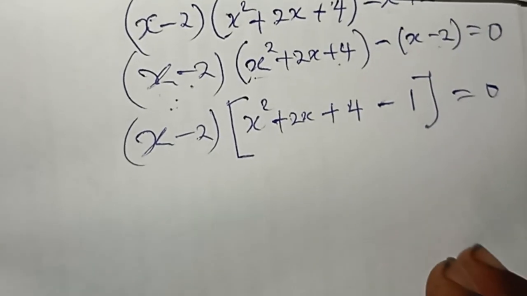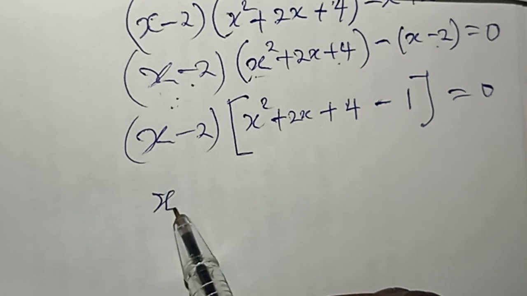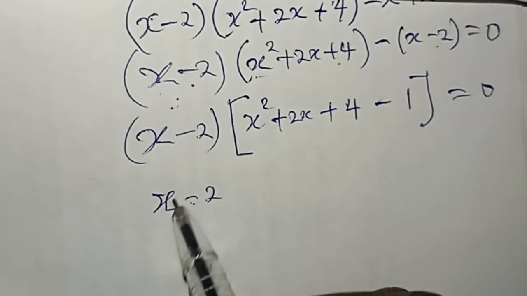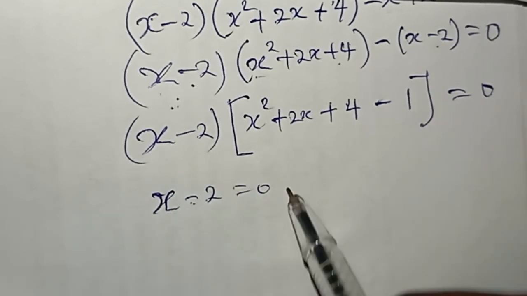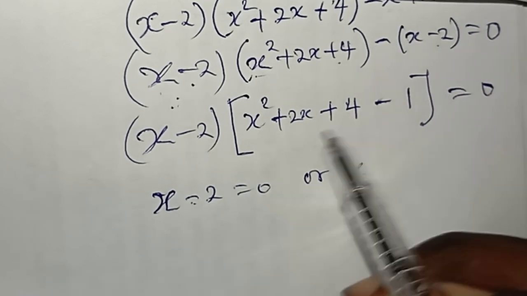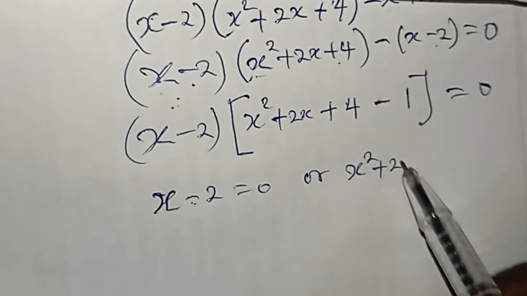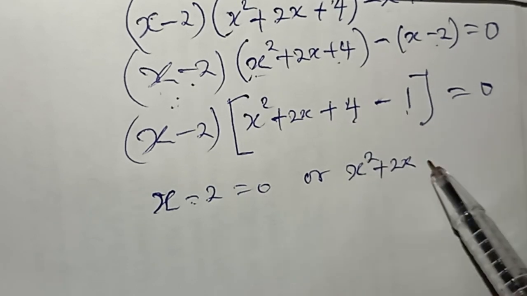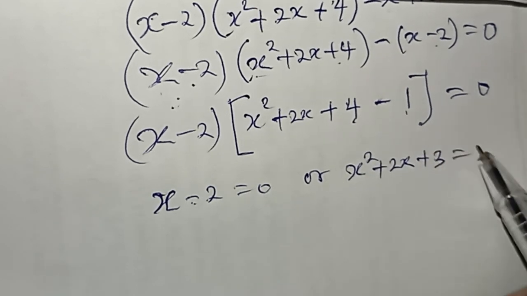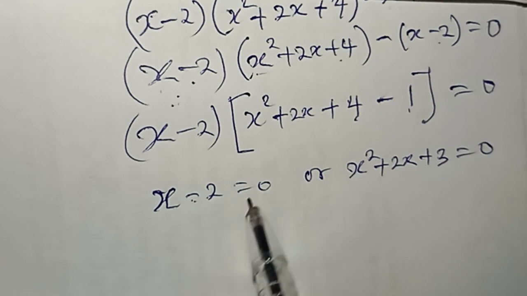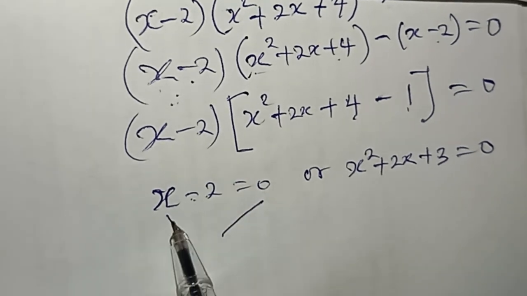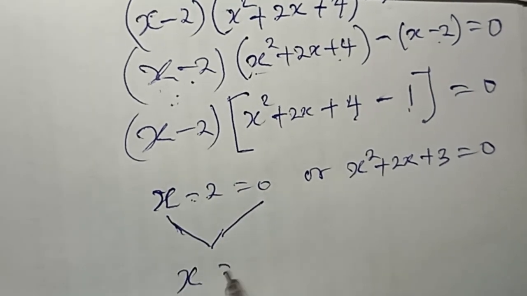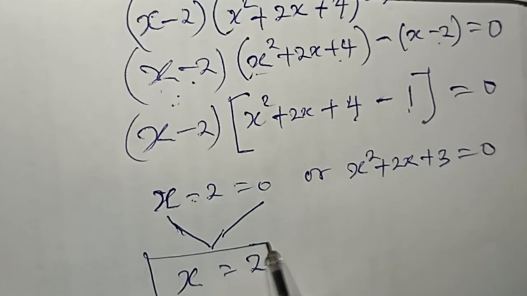So using the zero product rule, you can see here that x minus 2 is equal to 0, or x squared plus 2x and then 4 minus 1 is actually 3, plus 3 is equal to 0. So from here you can see that x is equal to 2. That is the answer for here.